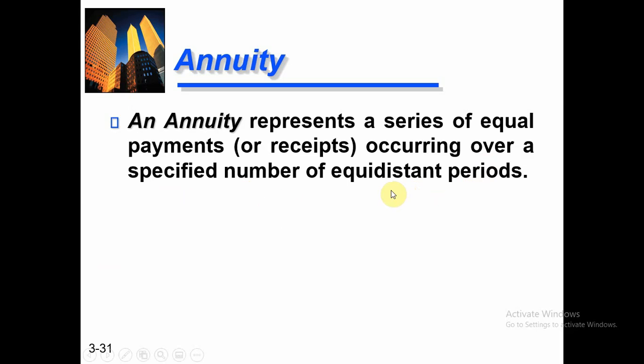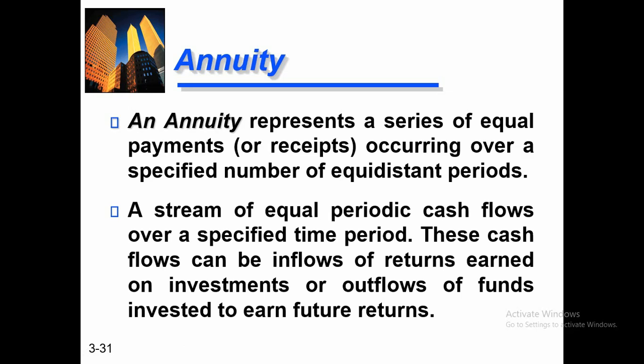The distance between the periods should be the same. Let's suppose you are following the monthly payment system, the difference between the payments should be 30 days. Likewise, if you are following quarterly, semi-annual, or annual payments, the distance and the time between all payments should be the same. We can also define it again as a stream of equal periodic cash flows over a specified time period. These cash flows can be inflows of returns earned on an investment or outflows of funds invested to earn future returns. So it can be any kind of payment.